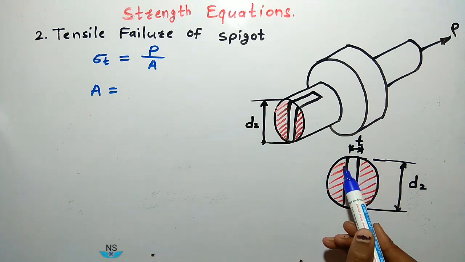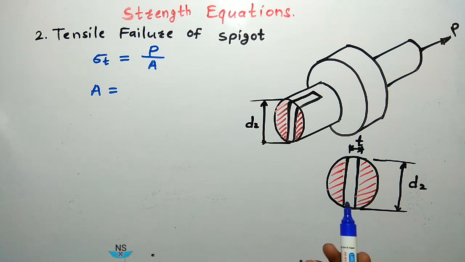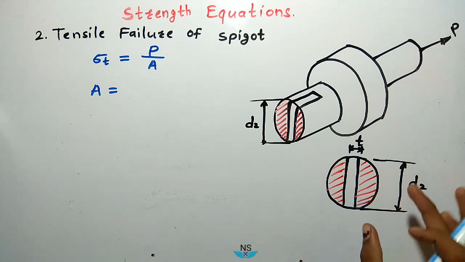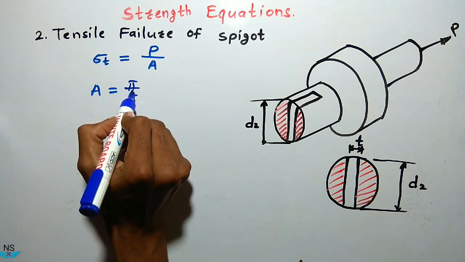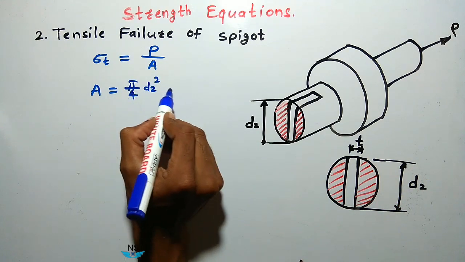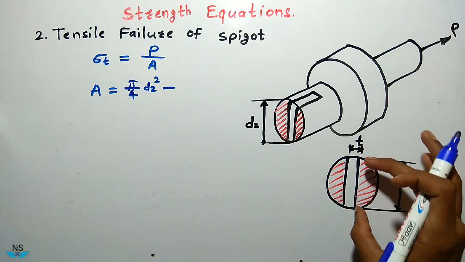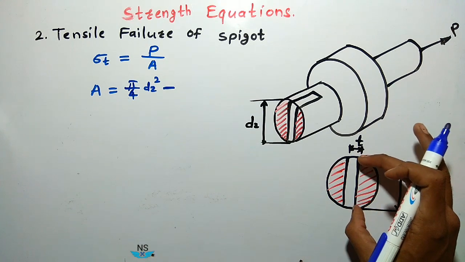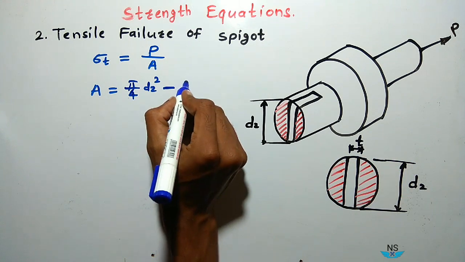Only the area hatched in red color is needed, the area of failure. So how can you find out this area? The area of this circle is pi by 4 d2 square, pi by 4 d2 square minus, so subtract the area of slot. So what is the area of slot? This is d2, diameter d2 into this thickness t.